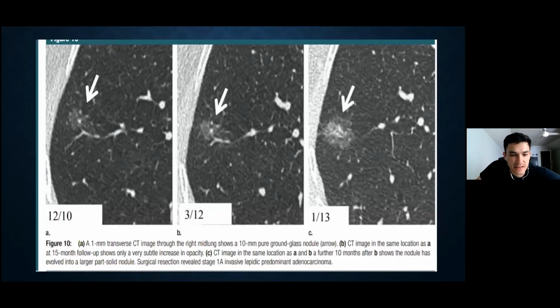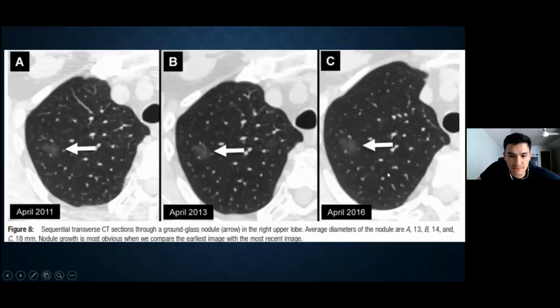So this is an example of nodule growth. In the first image, we are seeing a ground glass nodule. In the second image, we are seeing that there is increase in density. This is also a feature of nodule growth in subsolid nodules. And in the third image, we are seeing that the nodule shifted from a ground glass nodule to a partial solid nodule. So this nodule is likely malignant.